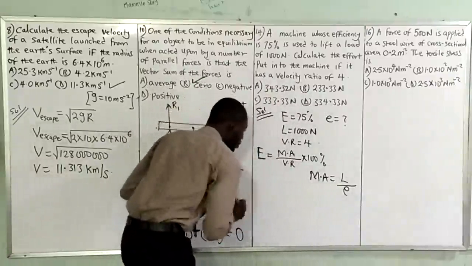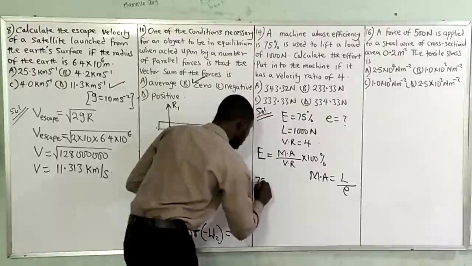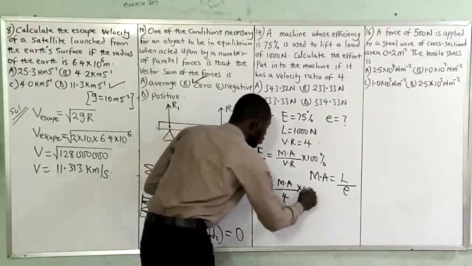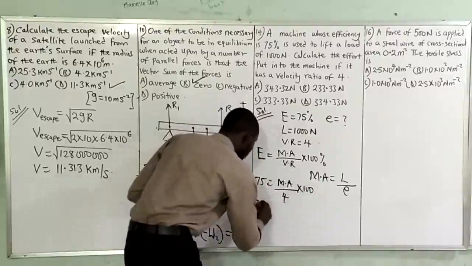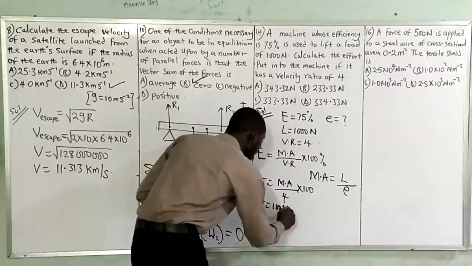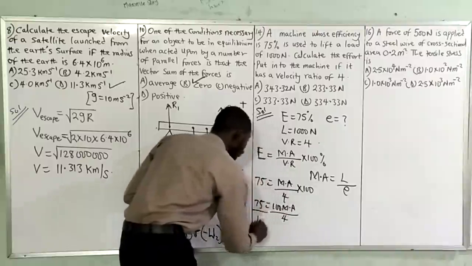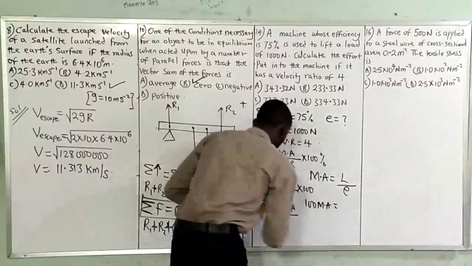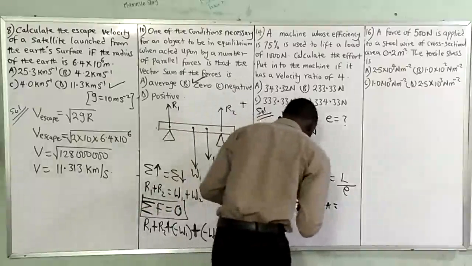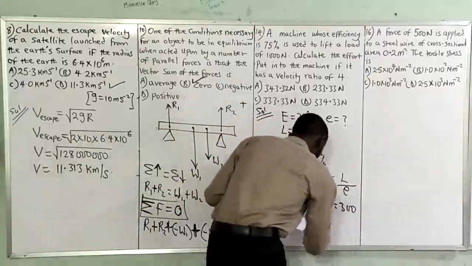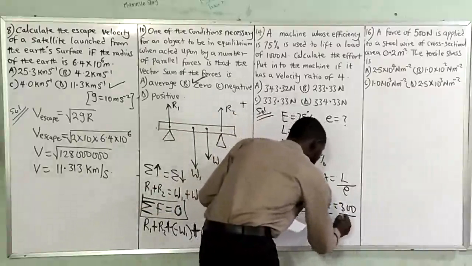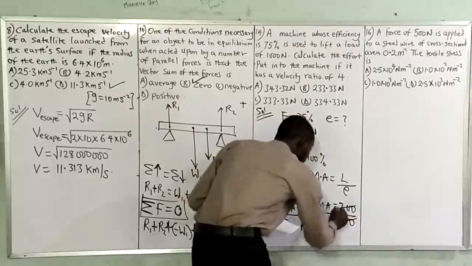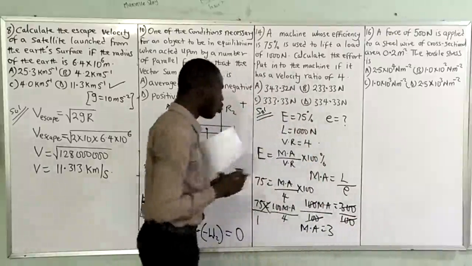So let's get the mechanical advantage first. Our efficiency is 75 equals mechanical advantage over the velocity ratio, which is 4, times 100. So this is like saying 75 equals 100 MA over 4, this over 1. If you cross multiply, 100 MA will be equal to 75 times 4, which will give you 300. Therefore, divide both sides by 100 to get your mechanical advantage. My mechanical advantage will be 3. It has no units.